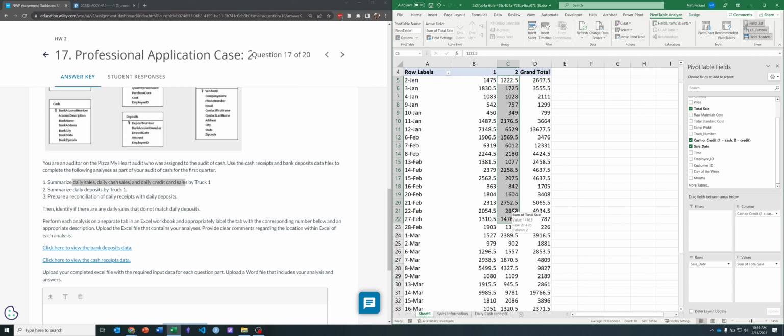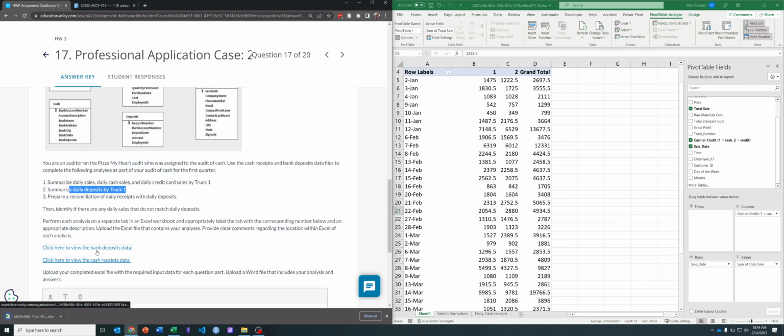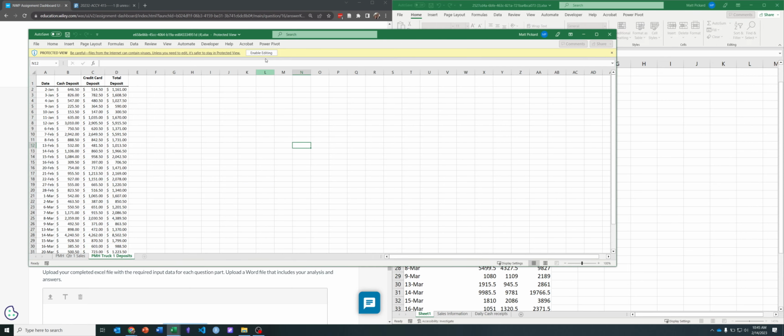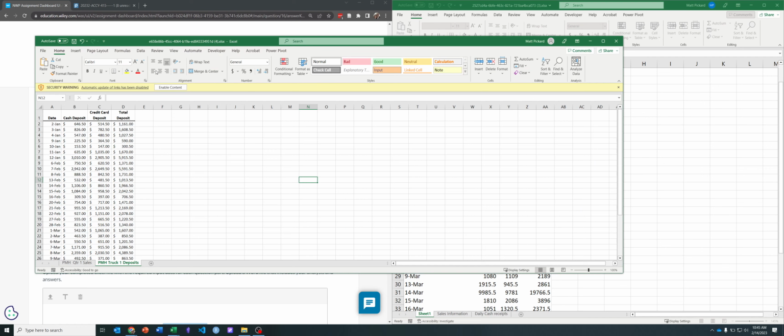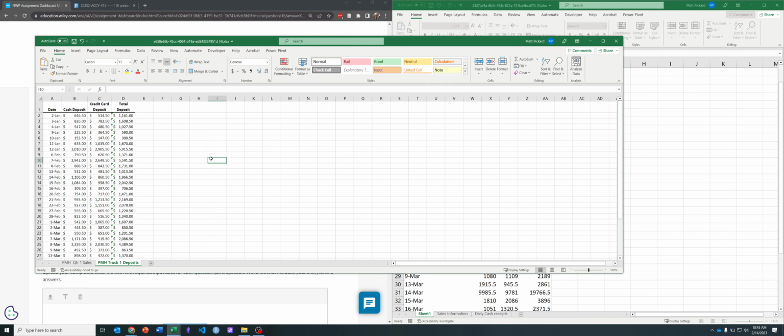This is credit card. Then if we move on to number 2, I think there's a mistake in the problem, and I've submitted a ticket. It says summarize daily deposits by truck, and we're going to assume that's going to be found in the bank deposits. So if we open that, and I'm going to put it to the side here, remember we got to keep these straight. I'll enable editing.